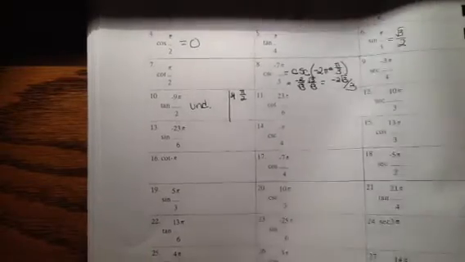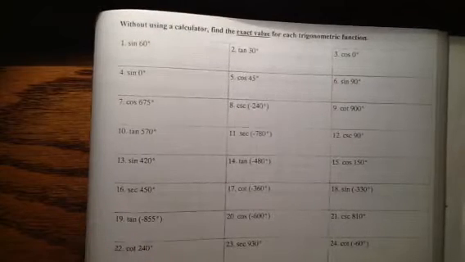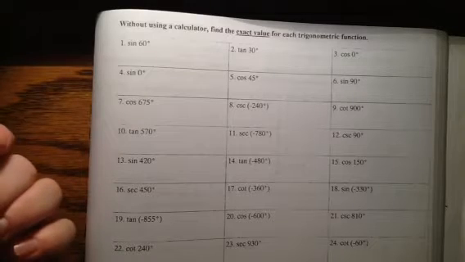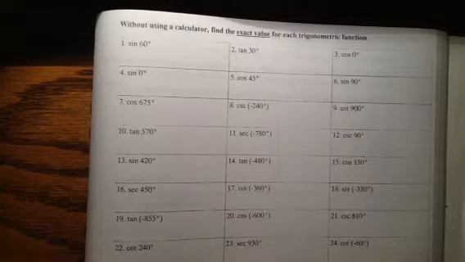So hopefully that helps you do page 233. If you have any questions, make sure you post them on Edmodo. On page 234, you're doing the exact same thing, only this time instead of having angles in radians, you were given them in degrees. And I'm just trying to find a good one to do.